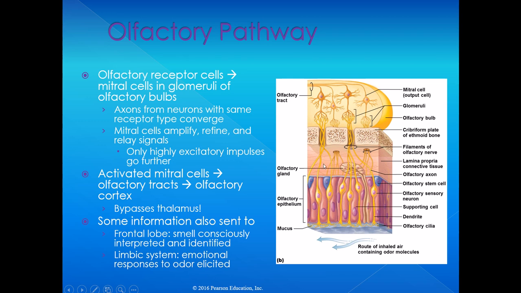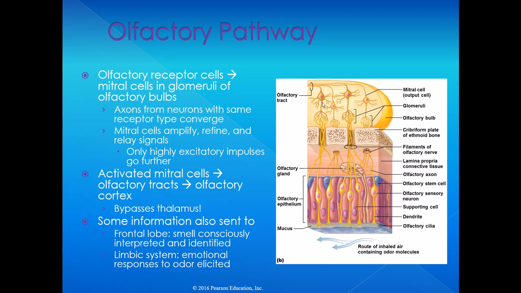Let's talk about these glomeruli here. You'll see that multiple receptor cells are converging. They're all going to respond to a specific odorant, or at least the same receptor type. Then the second order neurons, the mitral cells, amp up that response and really only send the highly excitatory signals into the brain.